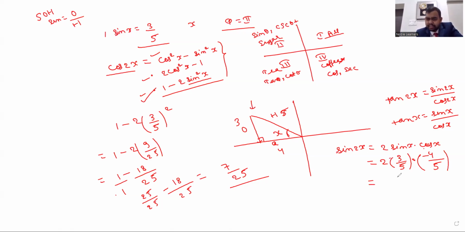And now we are going to find sine 2x. So we write 2 times 3 times negative 4. 2 times 3 is 6, 6 times negative 4 is negative 24, and 5 times 5 is 25. This is how we need to write.